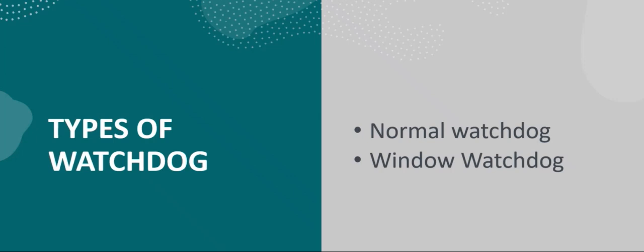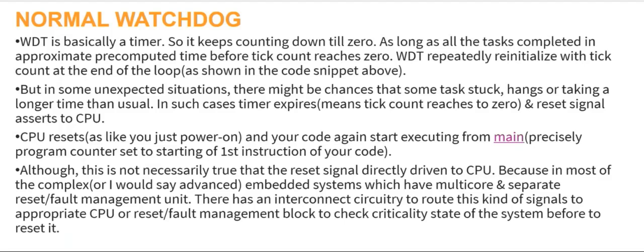Now, types of WatchDog. There are basically two types of WatchDog: normal WatchDog and window WatchDog. So, normal WatchDog, till now you would have heard, like if I am configuring a WatchDog for 50 millisecond, and in that 50 millisecond, if my WatchDog is not refreshed, then a reset happens. That is called immediate or normal WatchDog.